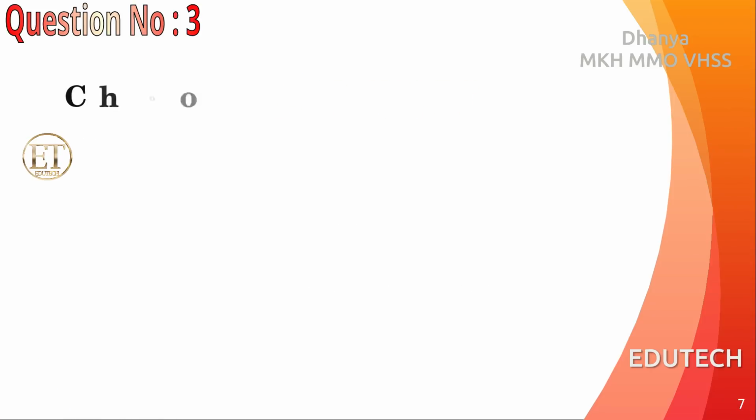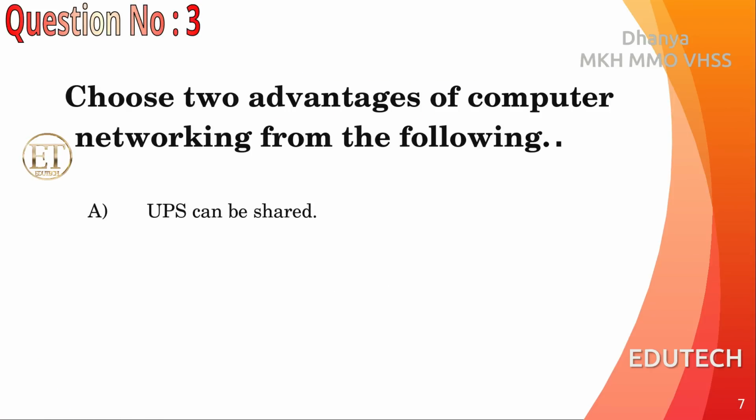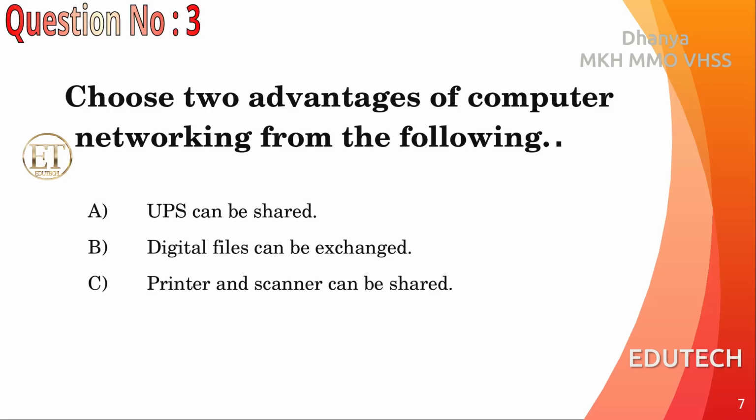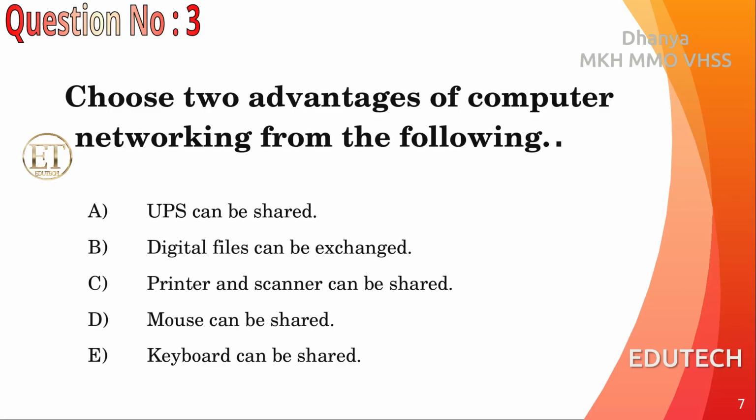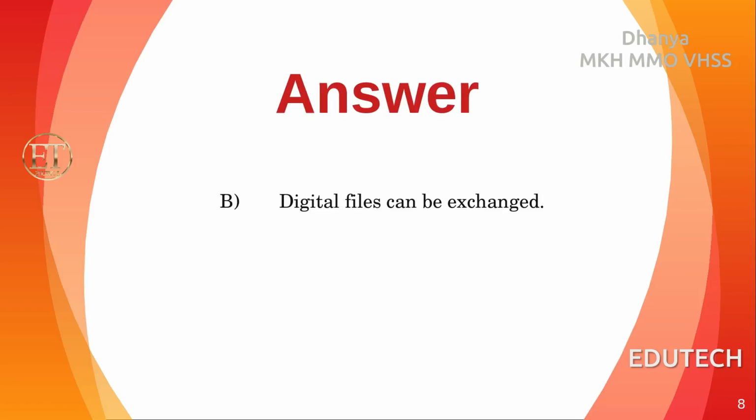Third question. Choose 2 advantages of computer networking from the following. A. UPS can be shared. B. Digital files can be exchanged. C. Printer and scanner can be shared. D. Mouse can be shared. E. Keyboard can be shared. Answer: B. Digital files can be exchanged. C. Printer and scanner can be shared.